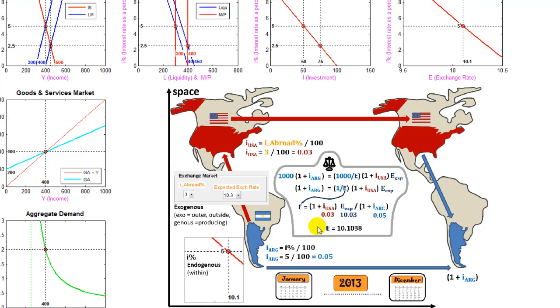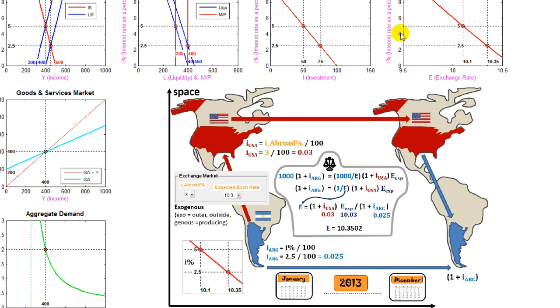Now what happens in Argentina when the interest rate goes from 5 to 2.5? Well, intuitively, just watching the graph, as we have seen in a previous video, when the interest rate goes down, it should hit this curve about here, and then the exchange rate should go up. So in this expression, the exogenous variable will not change, but the endogenous variable will go from 5% to 2.5%. So let's see this effect.